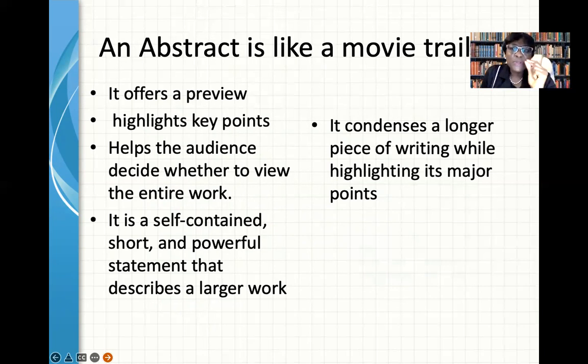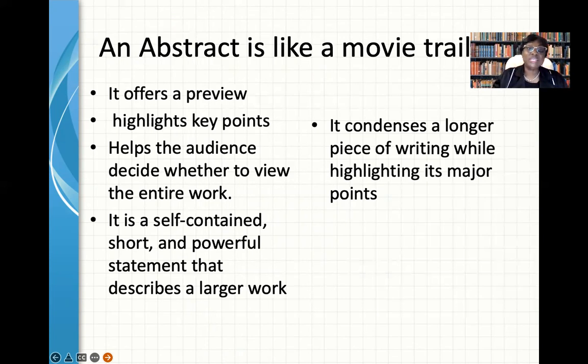It offers a preview. We know what a preview of something is. It highlights key points. When you are watching a movie, some of the key points, the things that will more or less interest you, it highlights. And that's why your abstract needs to highlight some key points.